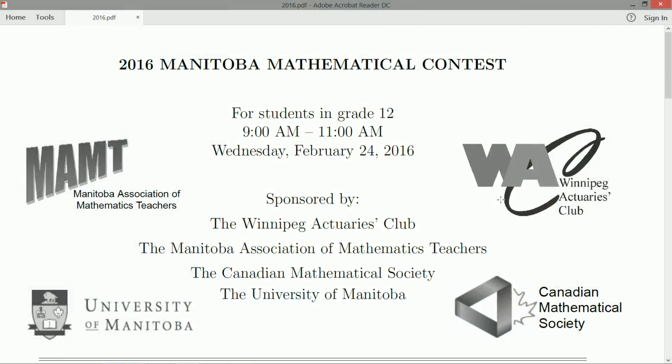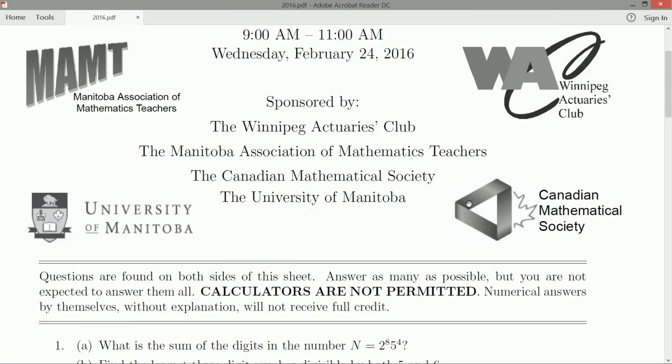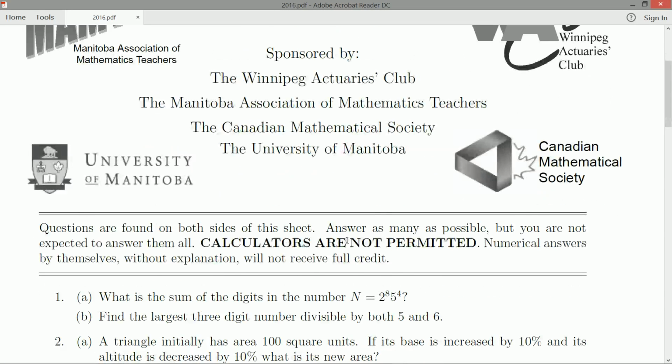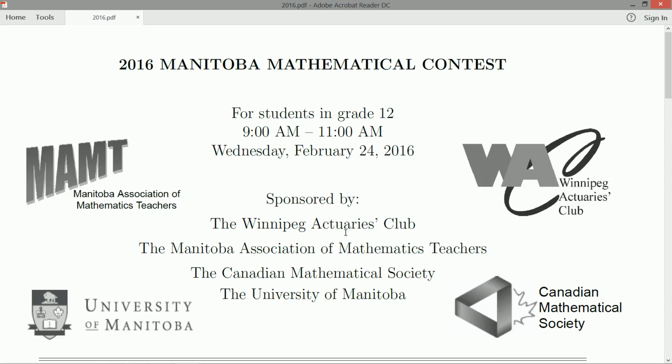So we have the usual stuff. Always try and read for the start of your contest. 2 hours, and no calculators are allowed. There's a lot less reading here than for some other contests. Lovely little pictures for the sponsors.